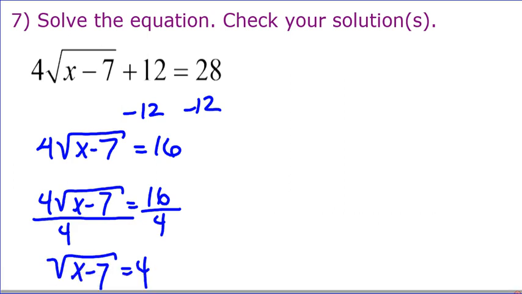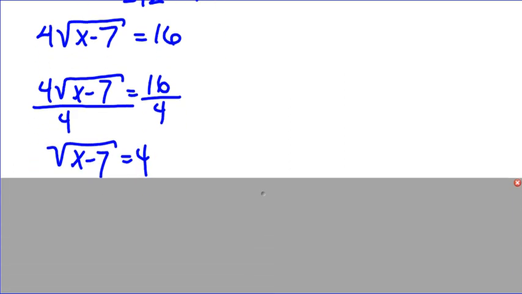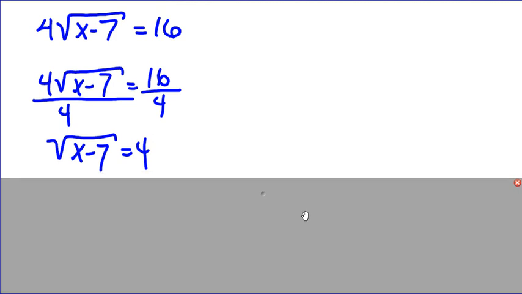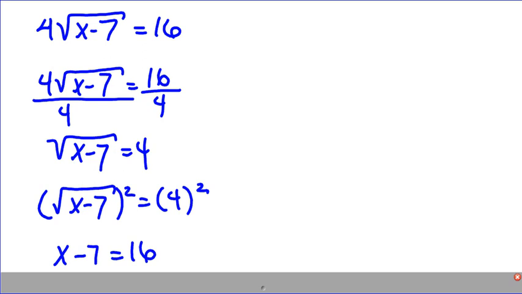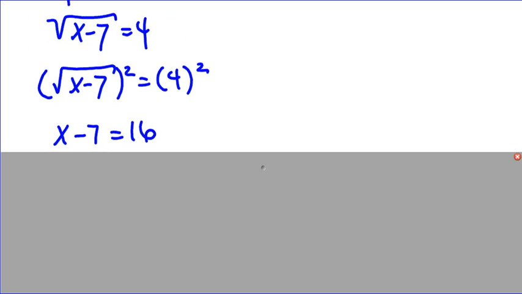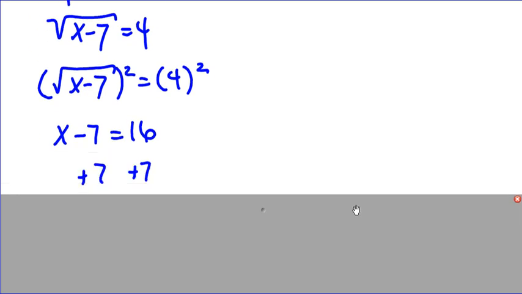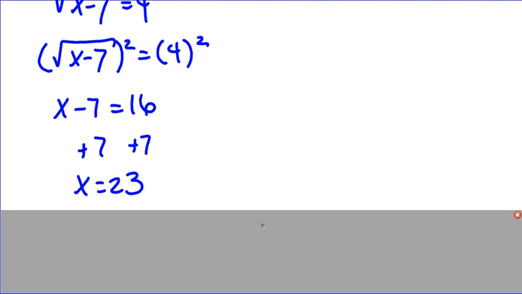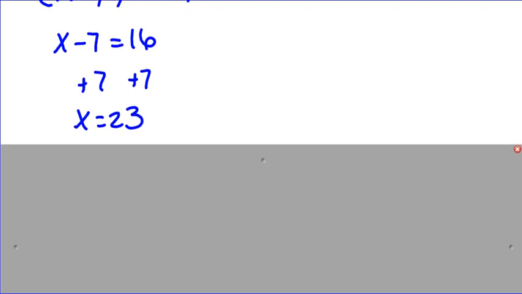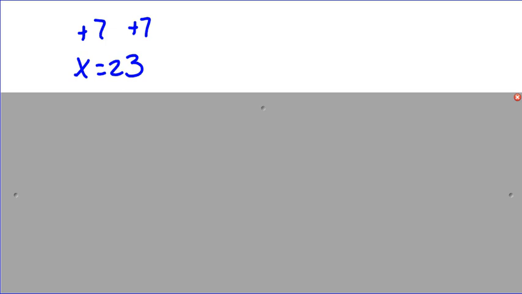And we have to undo the radical. So we know to undo the radical, we're going to square each side. And then to get x alone, to undo the subtraction, we're going to add. The question is, is 23 valid for the equation? Well, let's find out. We're going to substitute it back into the original and make sure it's true.